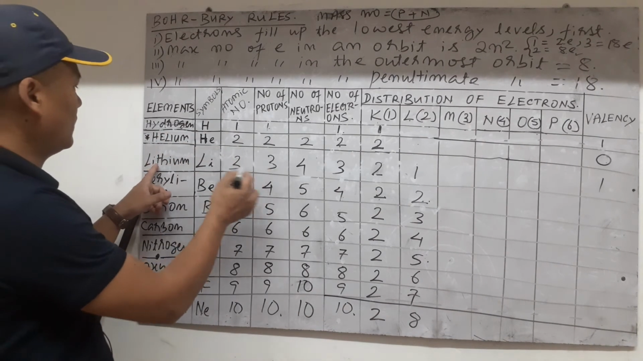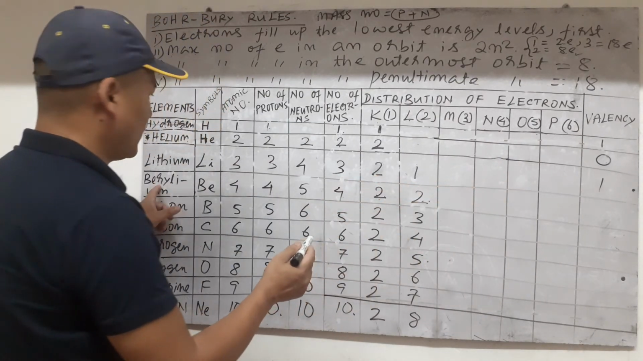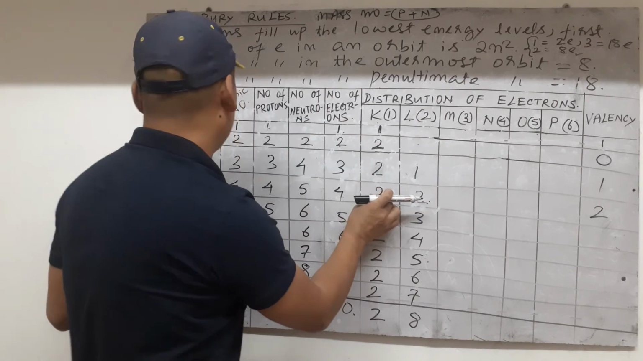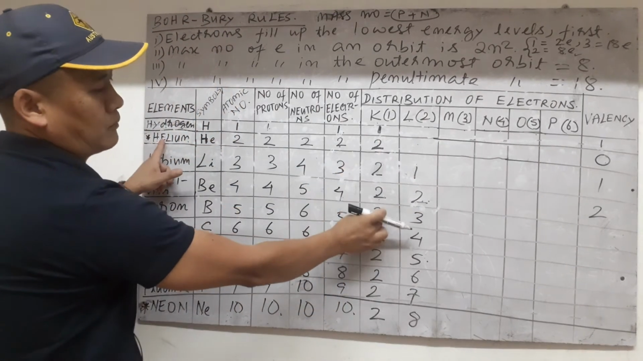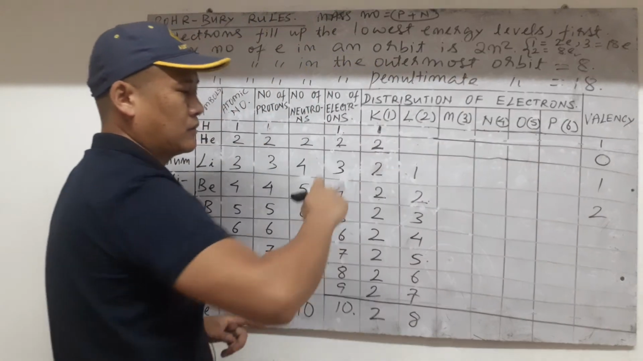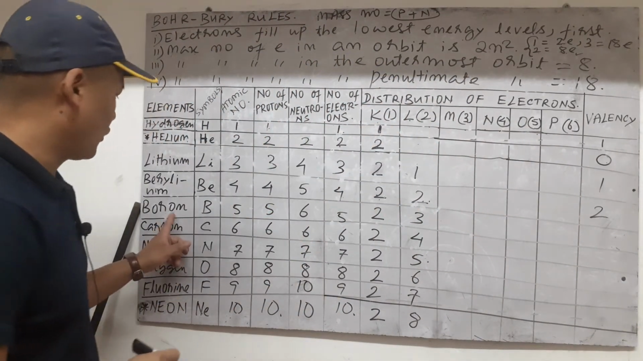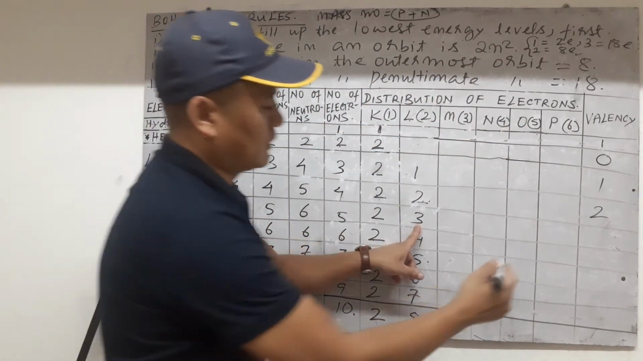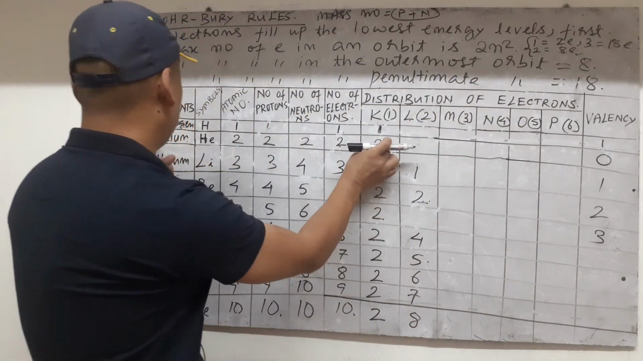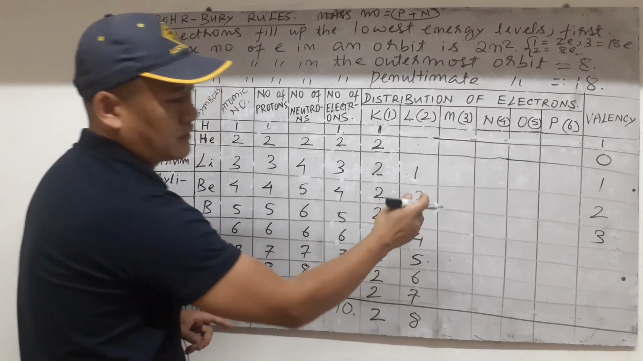So lithium here gives away 1. Beryllium will give away these 2, give them to others. Then it will become 2 like helium by giving away 2. So it gives away 2 to become like a perfect gas. So 2 is the valency. Then boron gives away 3. Then 3 minus, it will become exactly like helium. So that's why the valency is 3.